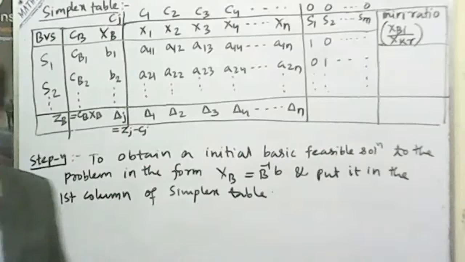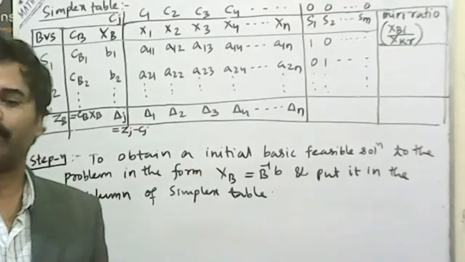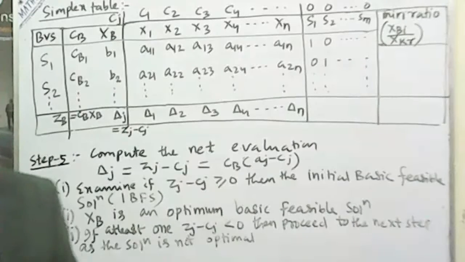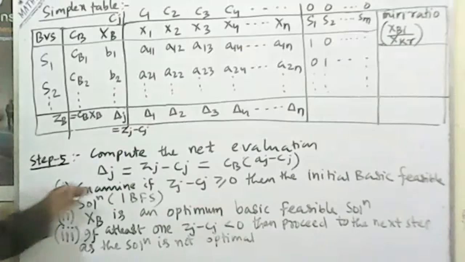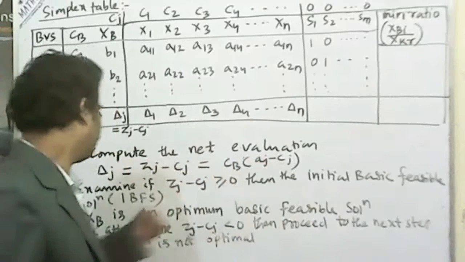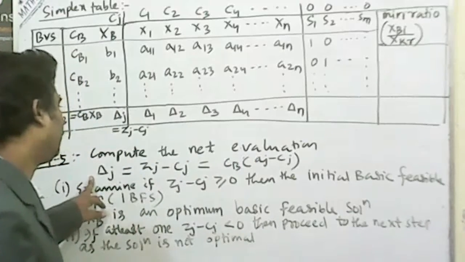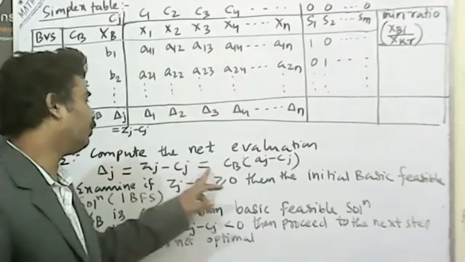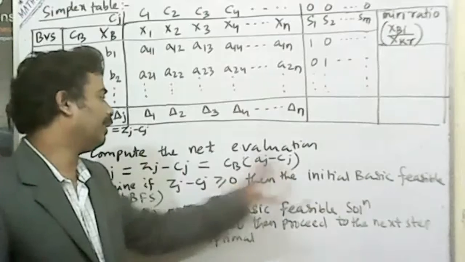Now step 5, that is the next procedure. Now step 5, compute the net evaluation delta j is equal to zj minus cj, which is equal to CB into aj minus cj.